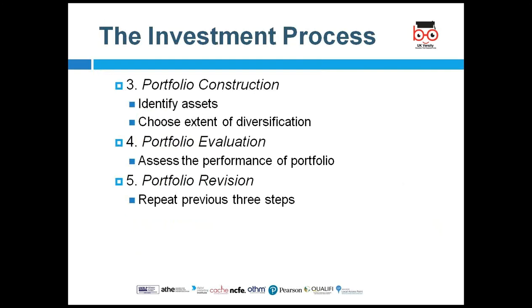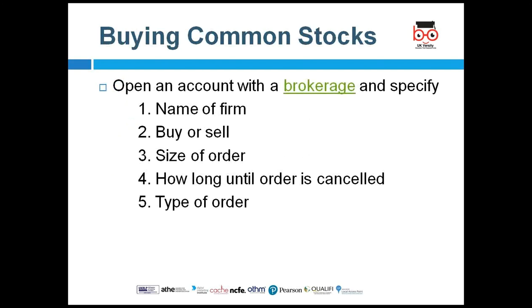Okay, so portfolio construction: identify assets, choose the extent of diversification. Portfolio evaluation: assess the performance. So if you want to assess performance, maybe for each type of security, say we issue common stock and invested in new machinery, we can look at what productivity the new machinery generates, and measure the performance. Portfolio revision: repeat the previous three steps, which we'll carry on doing.